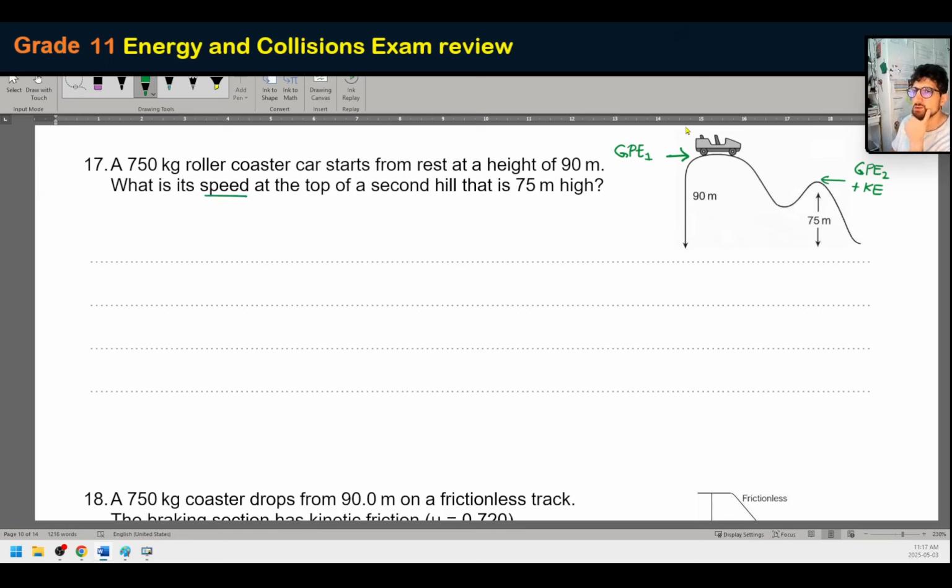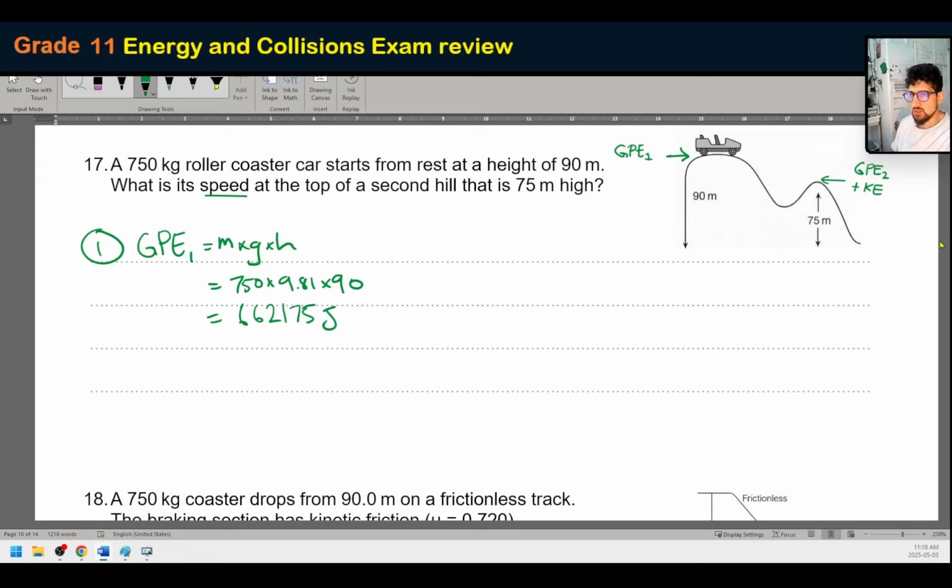I need to work out GPE1 first, because that's going to tell me the total energy, which is mass times gravity times height. Once I figure that out, I can take away GPE2, and that way I can be left with kinetic energy. So GPE1 equals mass times 750 times 9.81. So that's going to be 750 times 9.81 times 90, which is 662,175 joules. Now I've worked out what GPE1 is going to be.